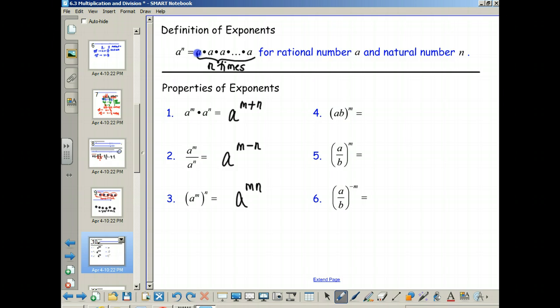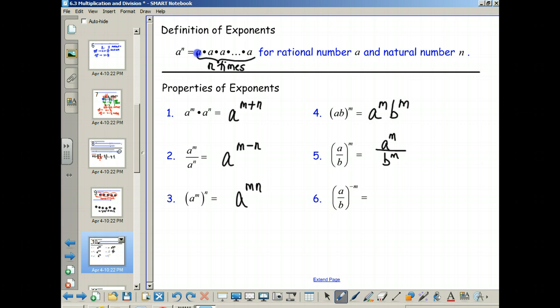If you have two terms that are multiplied, and it is important that they're multiplied, if they're added or subtracted, properties 4 and 5, they don't work. This is specifically for multiplication or division. When you multiply two values together and you raise them to a power, you can actually do what sort of looks like distribution of that power. So ab to the m is the same as a to the m, b to the m. Likewise, a over b to the m is a to the m over b to the m.